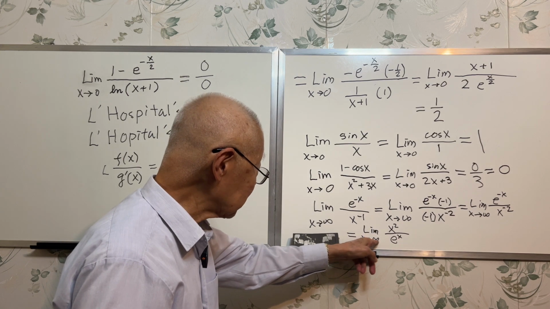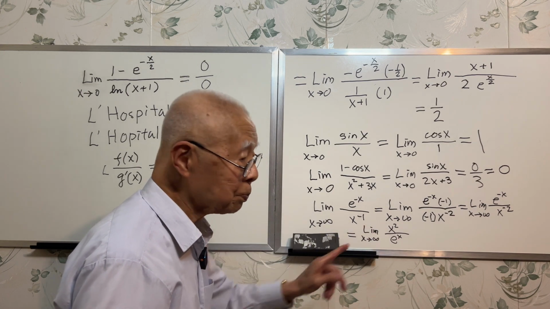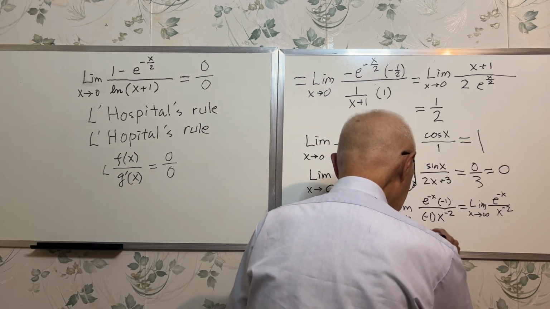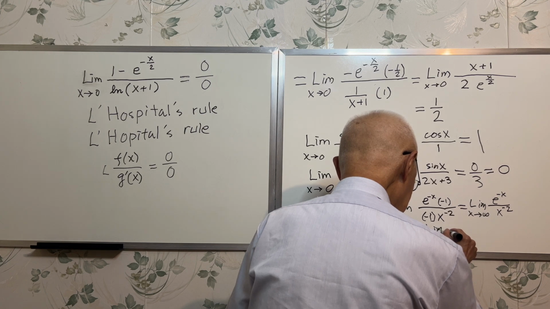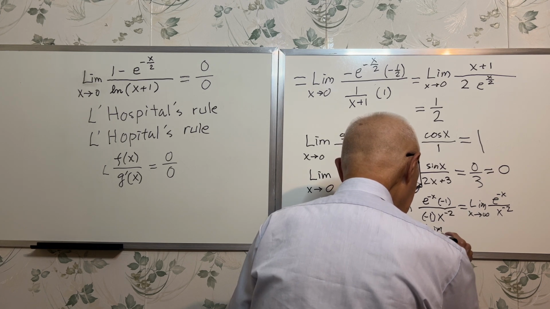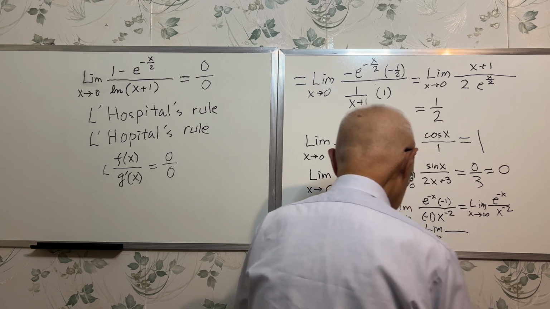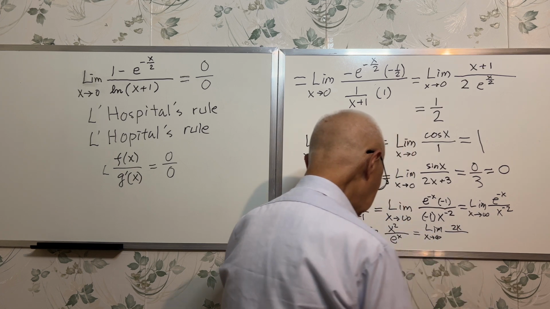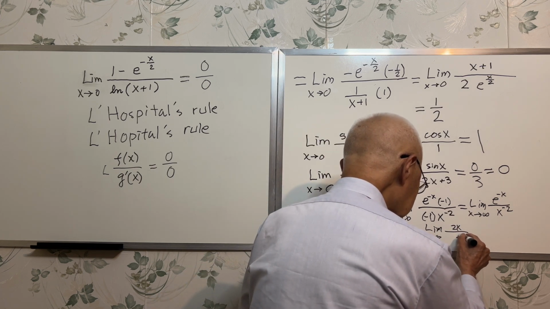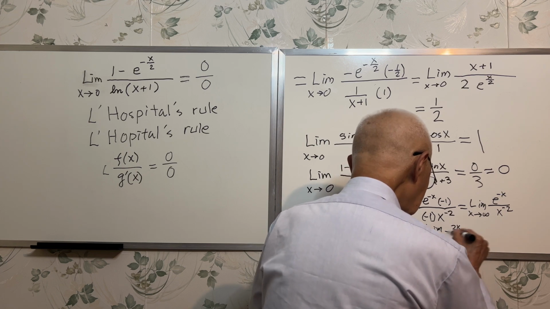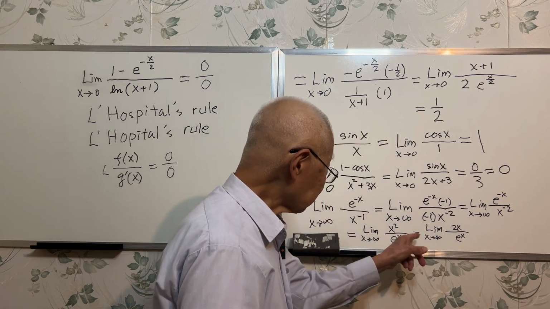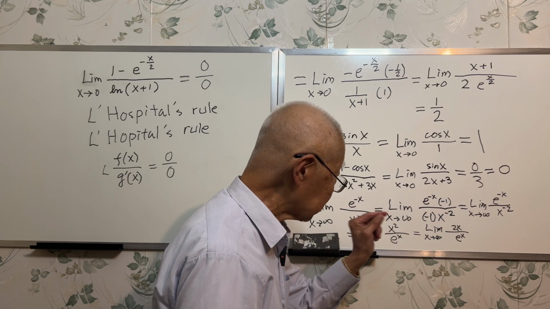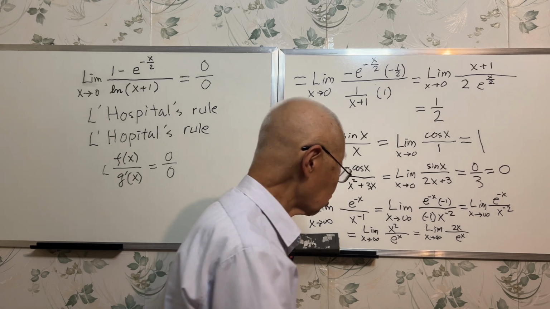When x goes to infinity, this is infinity, this is infinity. So we again use the L'Hopital rule. Do the derivative. The derivative of x squared is 2x. The derivative of e to the x is itself. X goes to infinity, this is infinity, this is infinity. You have infinity over infinity. Again, you use L'Hopital rule.